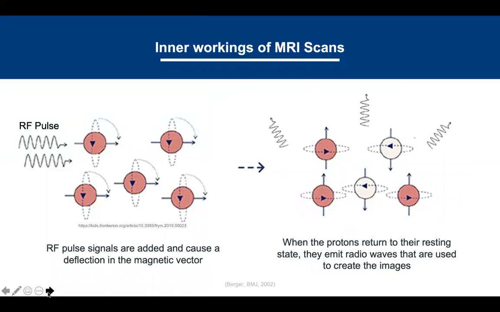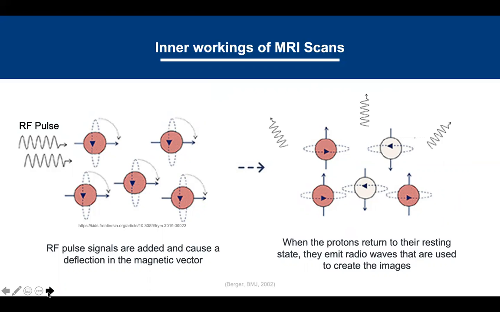Then the MRI machine introduces sequences of radio frequency pulses. These pulses cause a deflection in the magnetic vector and cause the protons to resonate and enter into a higher energy state. Then, once these radio frequency pulses are shut off, the protons return to their resting state and emit radio waves that the signal processing components of the MRI machine interpret into the grayscale cross-sectional image that you see on the other side.